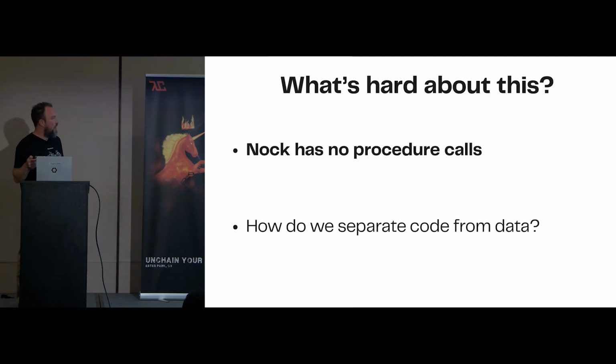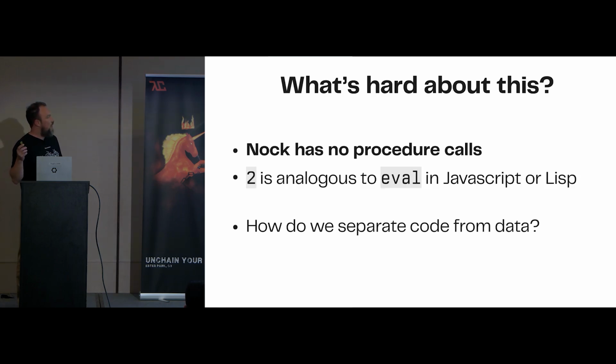Oh dear, my slide animation got messed up. Nock doesn't have procedure calls. We don't have variable labels. We don't even have procedure labels or any way to say statically what code we're going to run at a call site. Like I said, I walked through, I said, here's eval, here's fancy eval. There's no call instruction in here anywhere, right? So again, 2 is analogous to eval in JavaScript or Lisp.